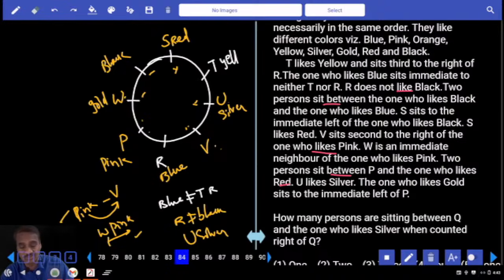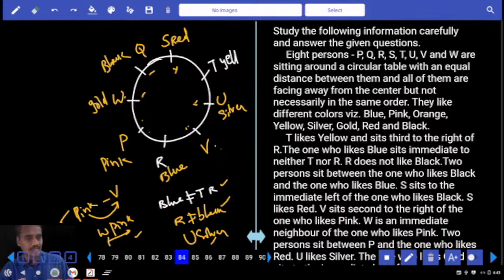Then what else is left over? R does not like black. Blue is neither T nor R. U is silver. And the one who likes gold sits to the immediate left. Any other information? One person is left over. Who is it? Q. Now Q likes black color. One color is left over. What is that color? Orange. Now who likes orange? V likes orange.